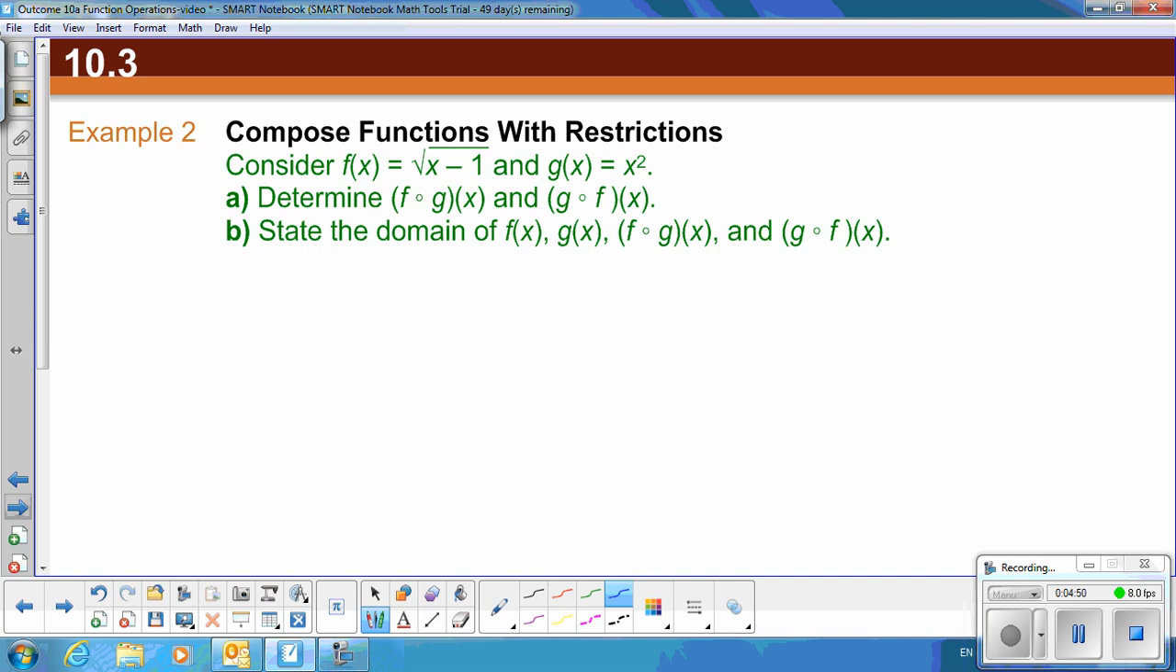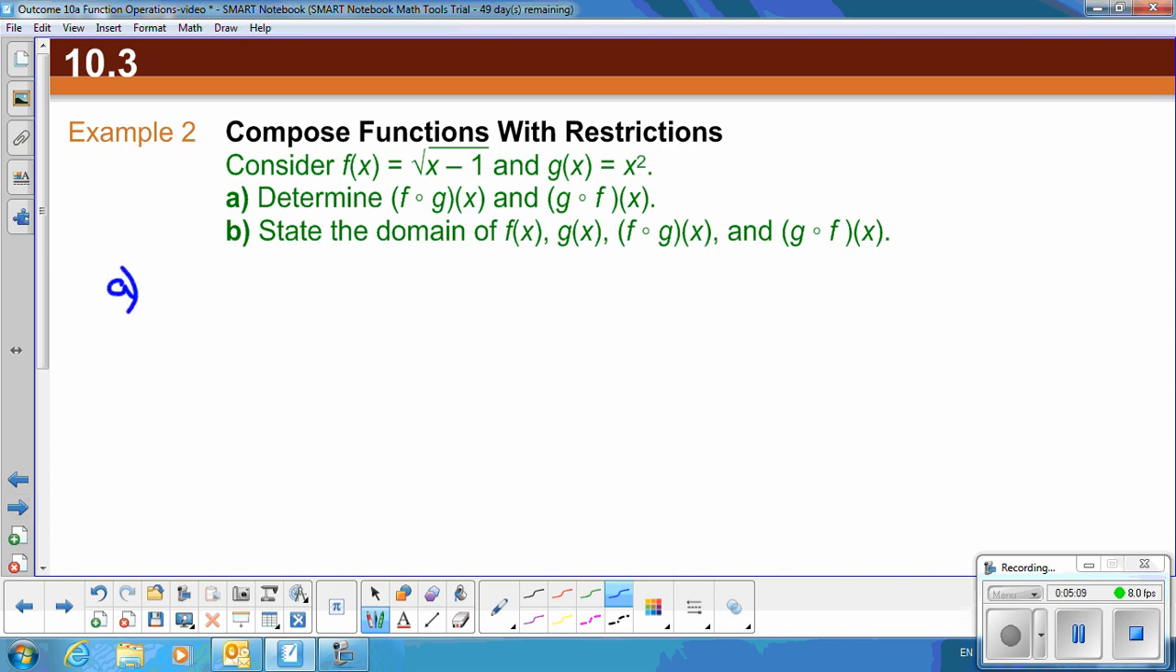Compose functions with restrictions. Consider f of x equal to root x minus 1 and g of x equal to x squared. Determine f of g of x and g of f of x. State the domain and range.